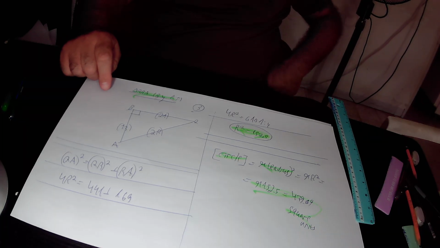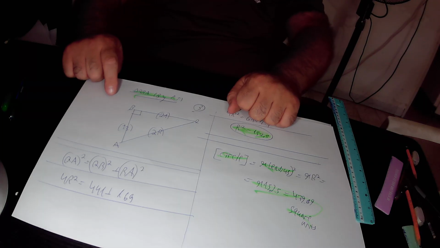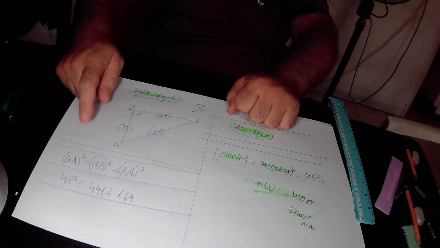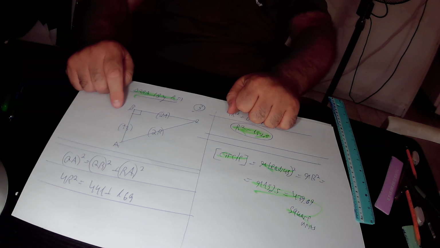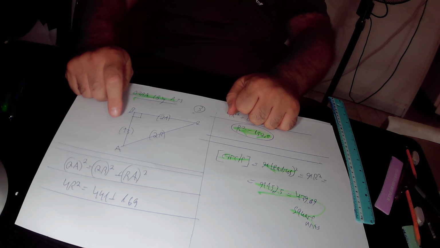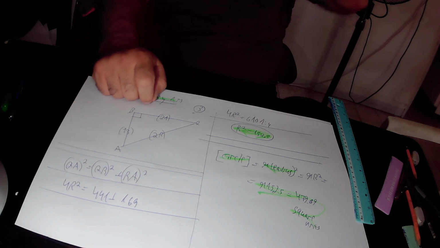In this right triangle QBA, QA squared, the square of the hypotenuse, equals QB squared plus BA squared. QA is 2r, therefore QA squared is (2r) squared, that is 4r squared, and it equals QB squared. QB is 21, therefore QB squared is 21 squared, that is 441, plus BA squared. BA is 13, therefore BA squared is 13 squared. So in total, 4r squared equals 441 plus 169.